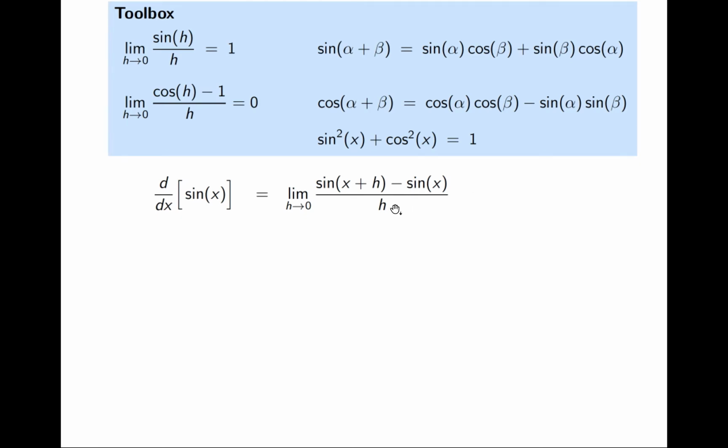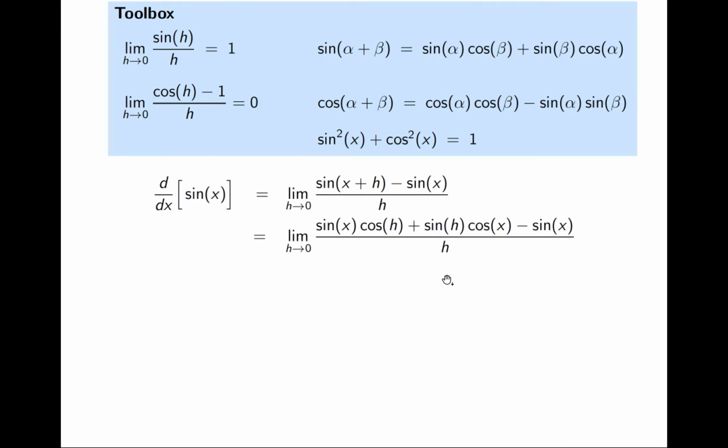What we're going to do here is use the sum formula for sine, right here with sine of x plus h. So letting alpha be x and beta be h, sine of x plus h right here becomes sine of x cosine of h plus sine of h cosine of x with this formula. And then we have minus the sine of x right there.